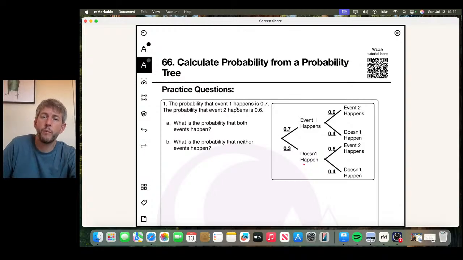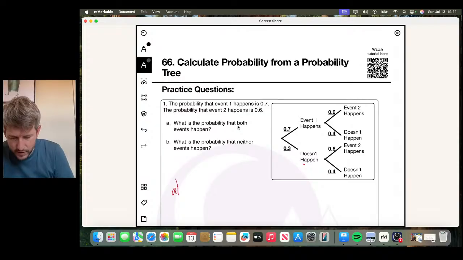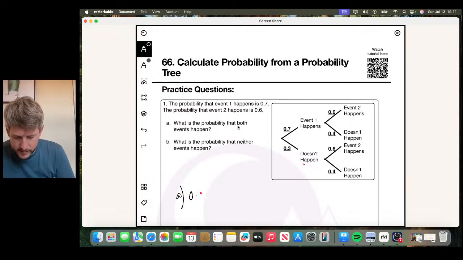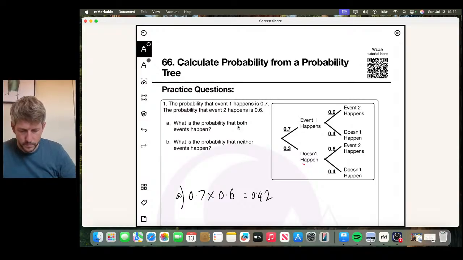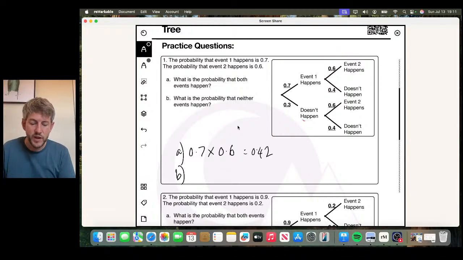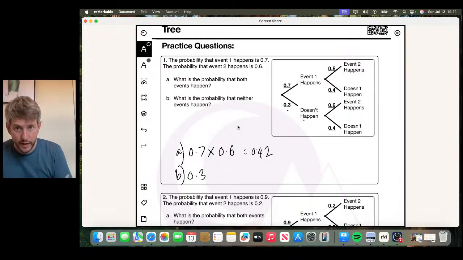The probability that event 1 happens is 0.7. The probability that event 2 happens is 0.6. What is the probability that both events happen? Okay, so that's going to be A. We're going to do 0.7 times 0.6, which equals 0.42. Okay, and then B. What is the probability that neither events happen? So that's this root here, so that is going to be 0.3 from there, because that doesn't happen, and then times 0.4 for here, and that will be 0.12.